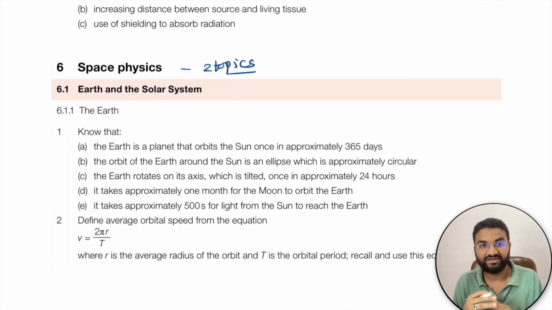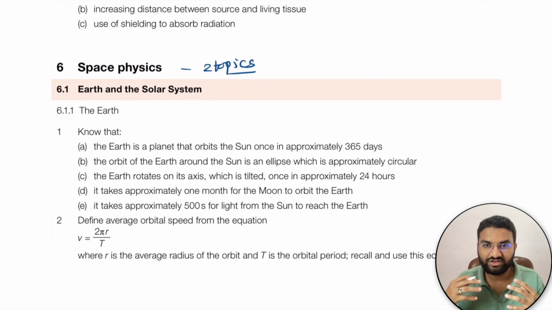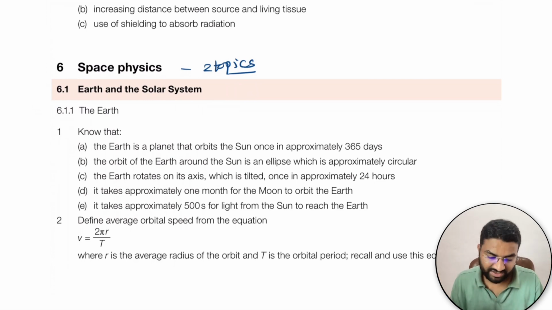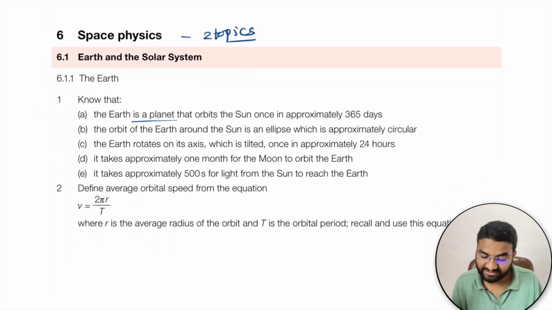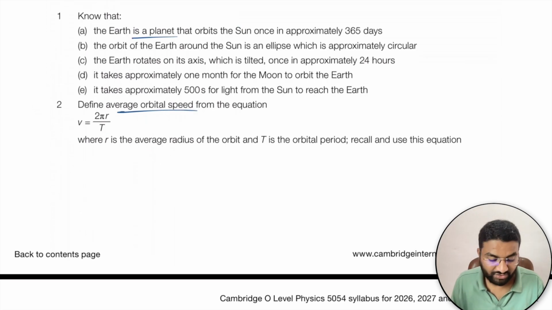Then space physics. Recently this space physics part was added to the physics syllabus, because these days we see a lot of space exploration. Many countries are exploring space, so we have to understand the space part. Firstly, the different planets: how they rotate, their approximate distances. Then we have to calculate orbital speed using v equals 2 pi r over T.